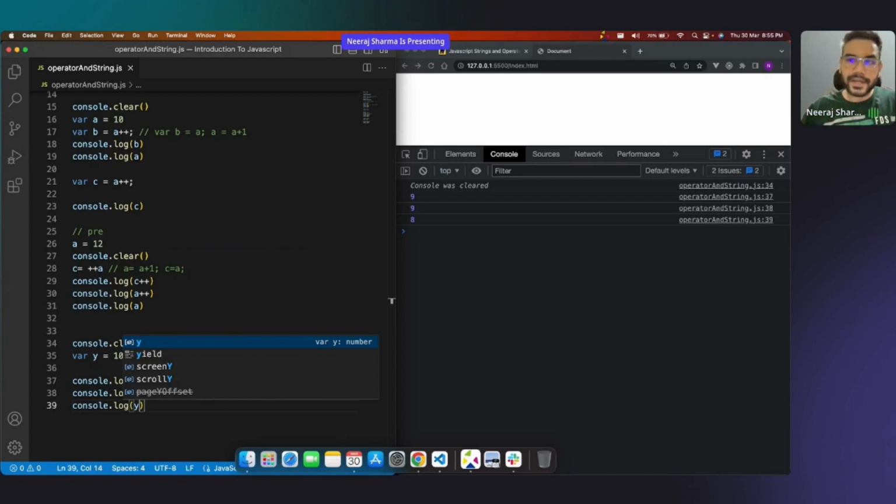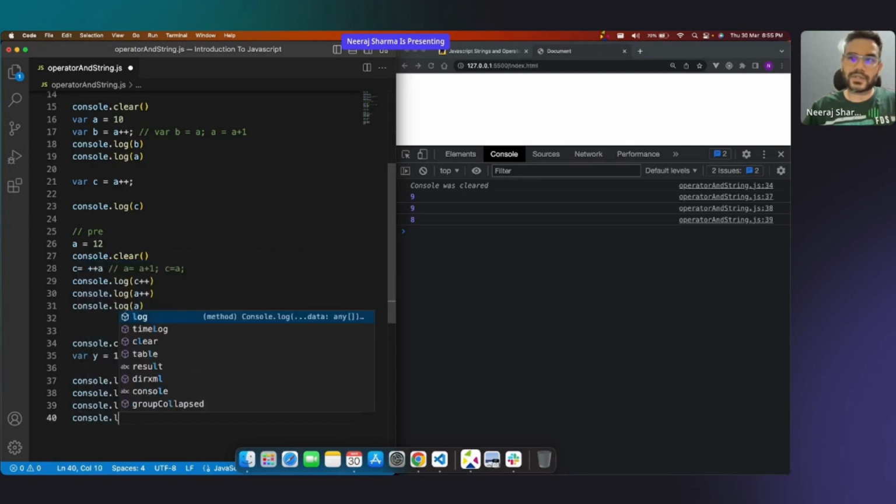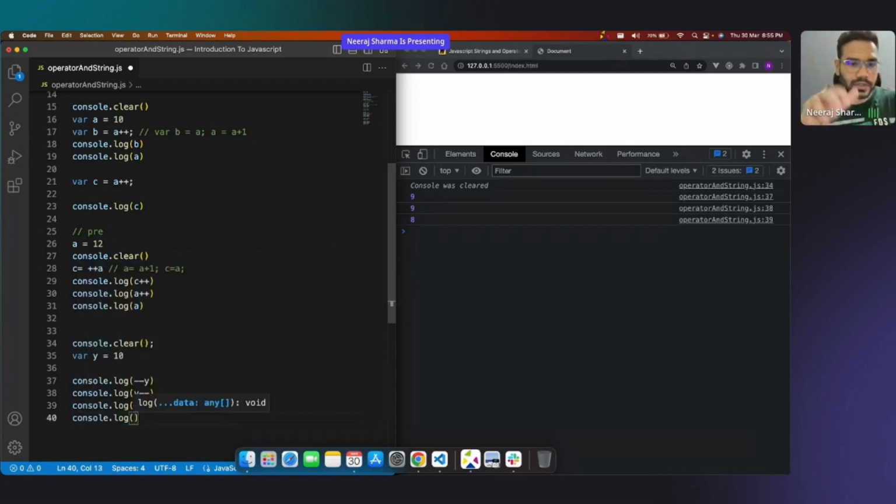Now see how people can confuse you here. They can write something like this: y minus minus, then y plus plus, and then y plus plus. These kinds of questions can come in your multiple choice questions. Now tell me what the output is going to be.